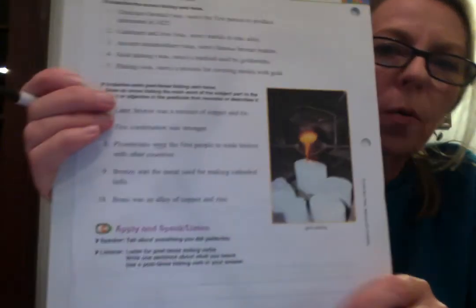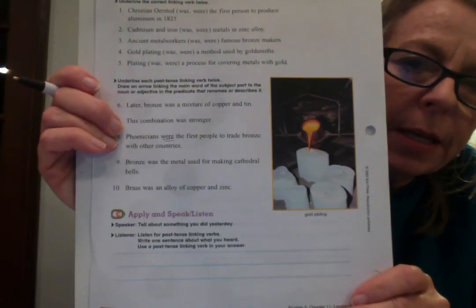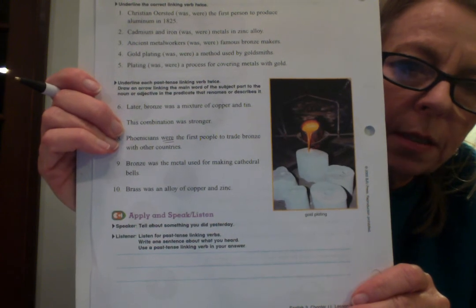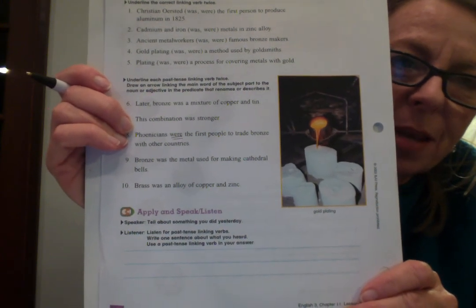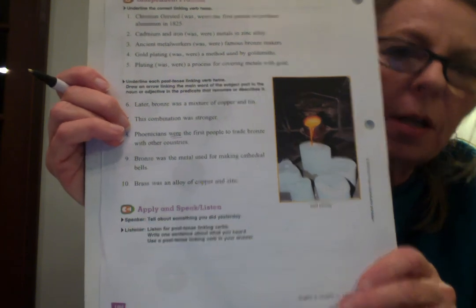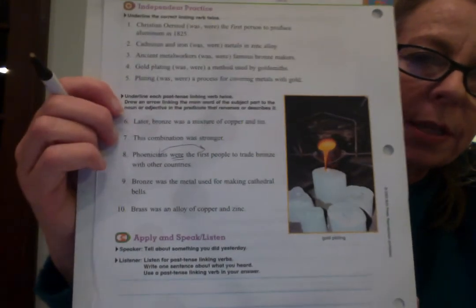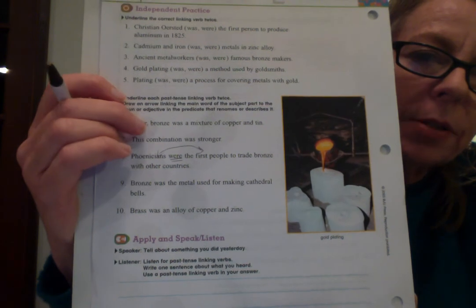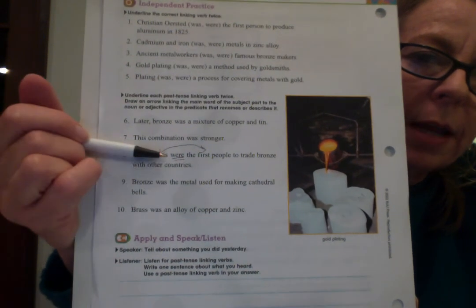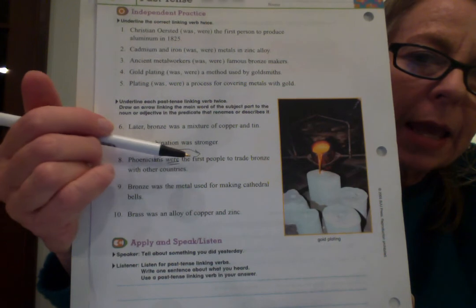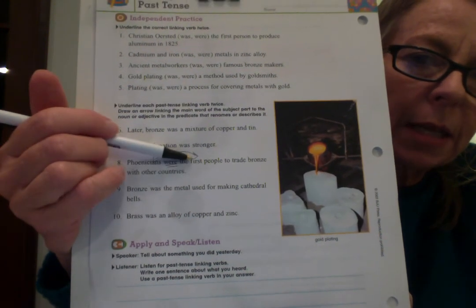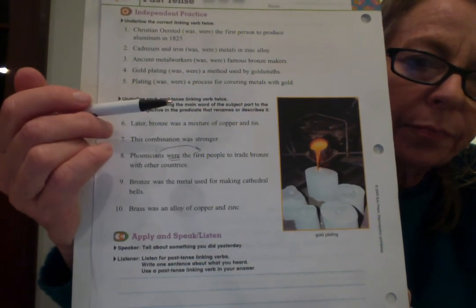Okay, so let's think about what that is linking. Phoenicians were what? So think of the renaming or description. Phoenicians were the first people. So we're going to draw an arrow from Phoenicians to the first people. Okay, so that's what you're doing in this section. You're going to think about what the subject is, underline the linking verb, and then draw an arrow between the subject and what the linking verb is connecting it to, the description or the renaming.